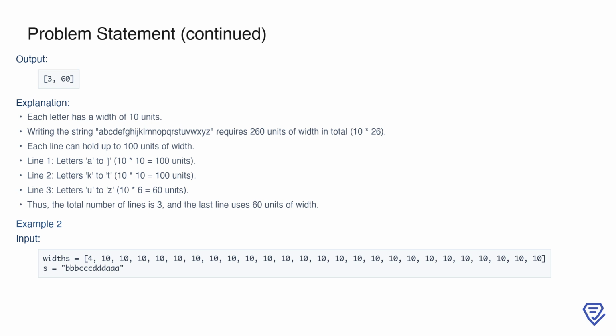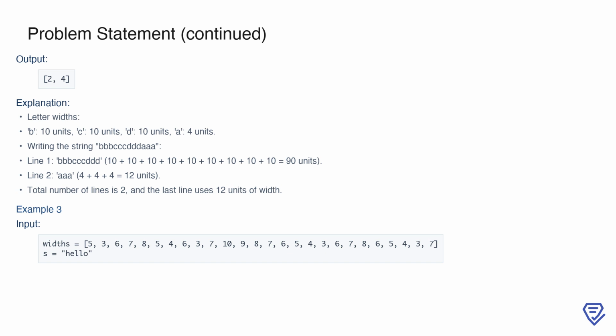To calculate the result, we determine the total width of the string, which is 10 units multiplied by 26 letters, giving us 260 units. Since each line can hold a maximum of 100 units, we split this total width across multiple lines. The first line accommodates the letters A to J, using exactly 100 units. The second line holds the letters K to T, again using 100 units. Finally, the third line contains the letters U to Z, using the remaining 60 units. Therefore, the output is 3, 60, indicating 3 lines in total and 60 units used on the last line.